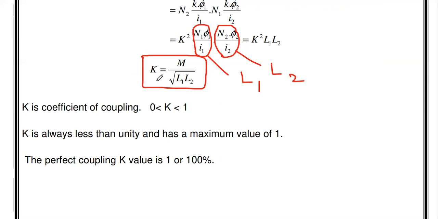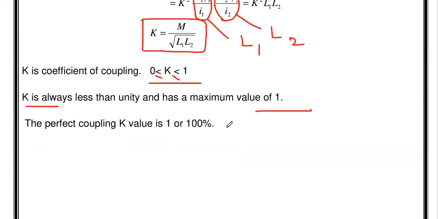So what are the maximum and minimum values of this coefficient of coupling? The coefficient of coupling always lies between 0 and 1. So the K value is 0 less than or equal to K, less than or equal to 1. The maximum value of the coefficient of coupling is 1.